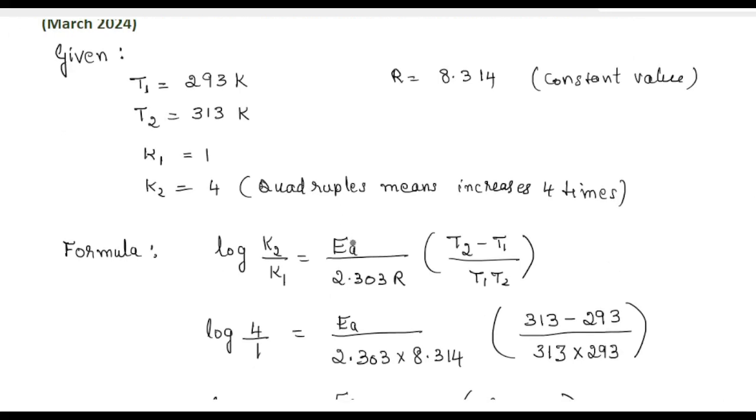So we know the formula to find the activation energy, that is log K2 by K1 equal to EA divided by 2.303 R into T2 minus T1 by T1 T2. This R value is a constant value. Sometimes they may give it in the exam, or else you need to remember this value. R is 8.314, it is the standard value. Substituting, log K2 by K1 is 4 by 1, equal to EA divided by 2.303 into 8.314 into T2 minus T1, 313 minus 293, by 313 into 293.